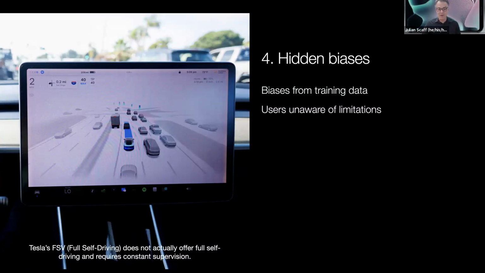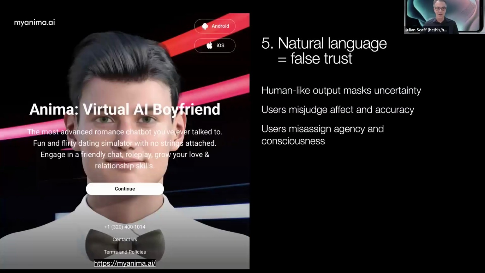So these disparities not only reduce system accuracy, but they can also lead to real-world harms. Things like wrongful surveillance, exclusion or discrimination in high-stakes contexts like law enforcement or hiring practices and things like that. And then the last irony, number 5, natural language equals false trust.